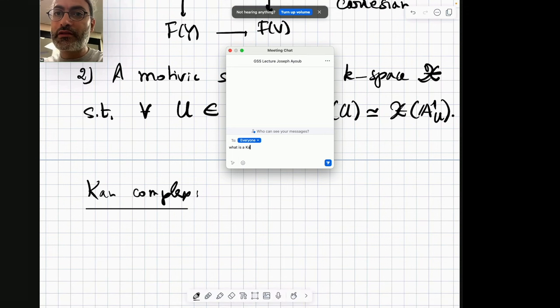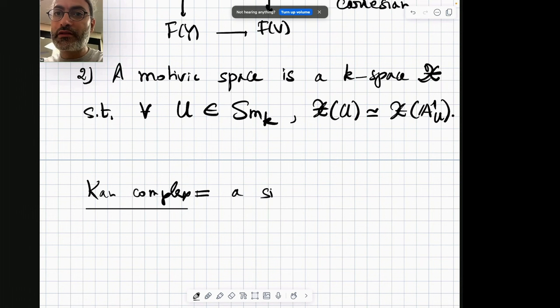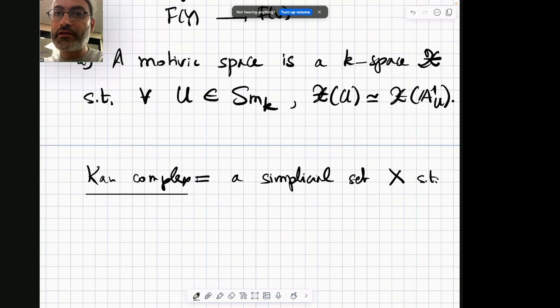So it's a simplicial set, X. Maybe the formal definition is the following, so that you can fill in horns. For every Delta n, you have the so-called horns inside the standard simplices.